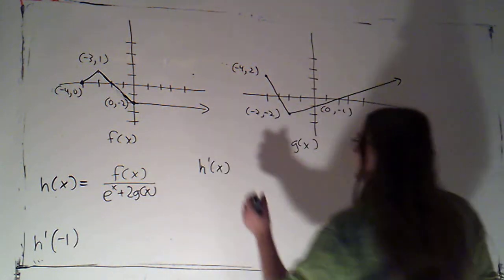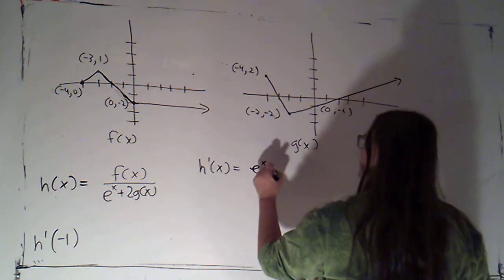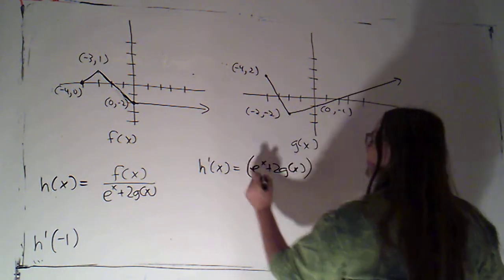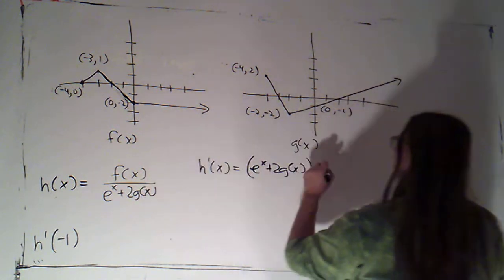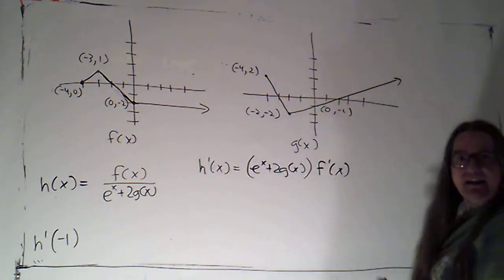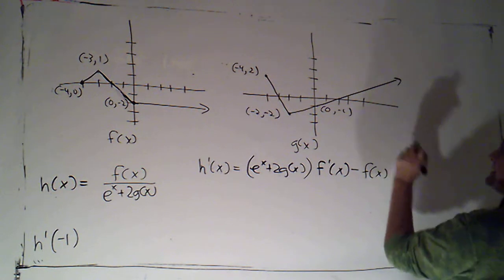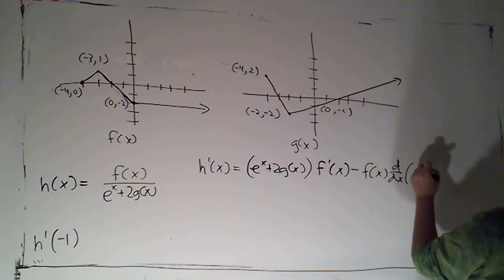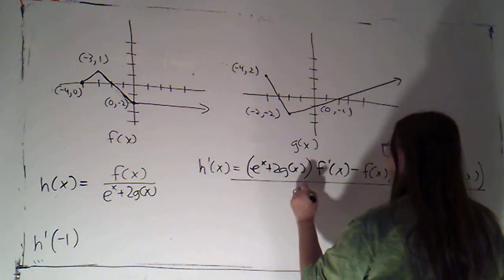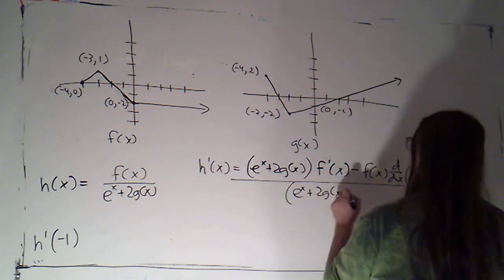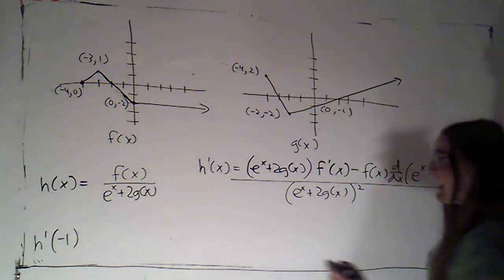Looks like this is a quotient, so it's going to be low, e to the x plus 2g of x, in parentheses because that whole thing gets multiplied by d high. Now, that's just the derivative of f of x, so I'm going to go right to writing f prime of x. Minus high, f of x, d low, the derivative of e to the x plus 2g of x, all over square the bottom, and away we go.